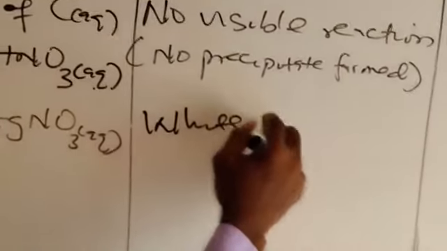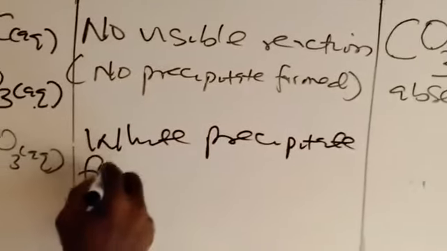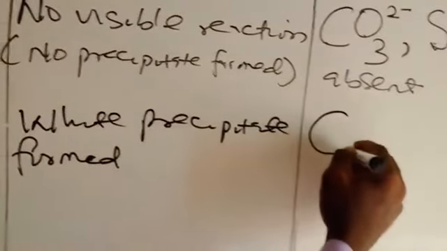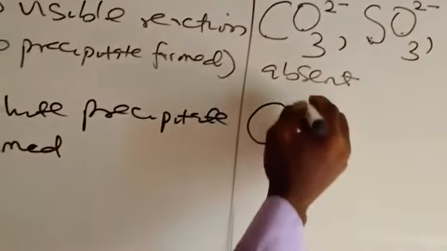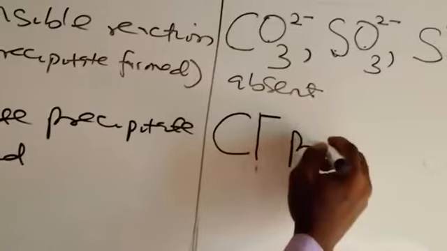Observation, we write white precipitate formed. The ion that is present here, we write capital C, small l, negative: chloride ion present.